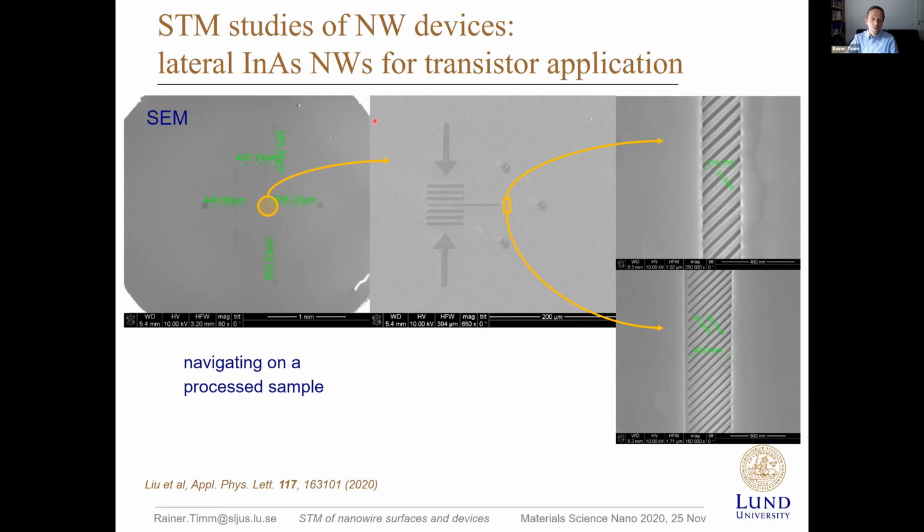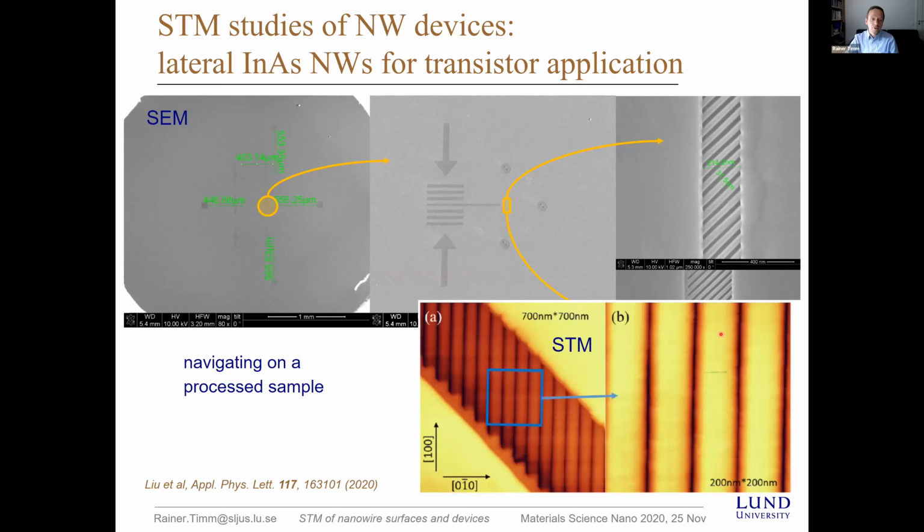So we zoom in here. We see this part. We see some markers here. We have to zoom in again on this very small area. And then what you see here is that we have laterally grown indium arsenide nanowires on top of an indium phosphide matrix. So these are SEM images. We then take our STM tip.